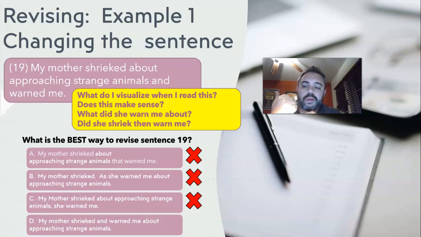So it says she shrieked, which, if my mom and I were walking in a subway and there was a mangy old subway cat, my mama, you know, she probably would shriek. So that makes sense. And then she warned me. Well, what is she going to warn me about? Approaching strange animals? Yeah. So that makes sense because that tells me who's doing the action, what actions that subject is doing. So it's my mother. She shrieked. Okay, that would happen first, and then she would warn me.